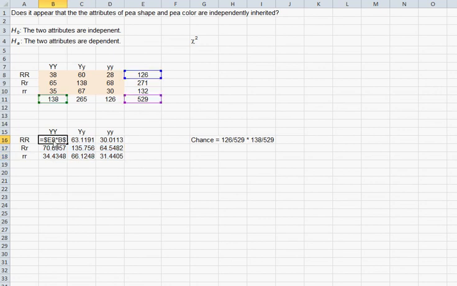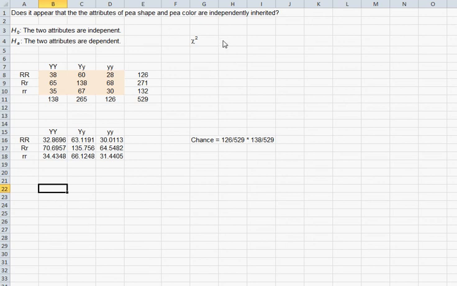Okay, so the double dollar sign means that the 529 never moves. The single dollar sign on the left here means that when I fill across, the 138 will move, but the 126 does not. So if I highlight this cell here, the 126 stayed put, but the 265 changed. And of course, the 529 did not change. Going downward, if I look at this cell, 279 moved down a row, but the 138 stayed in the same column. And so I get a correct reference when I look at that cell. So those are my 9 expecteds.